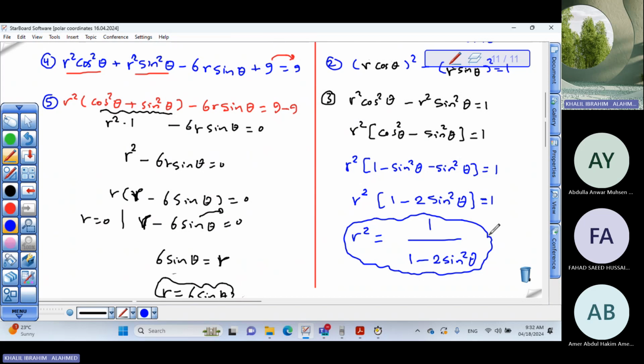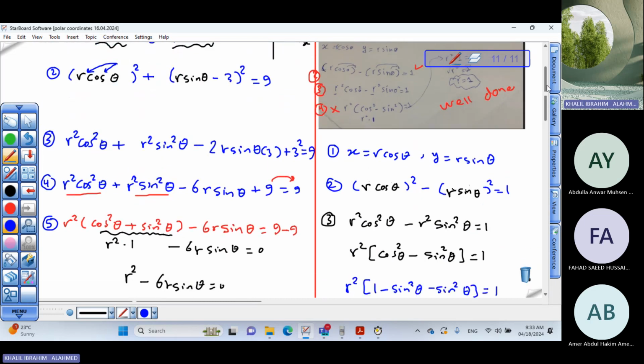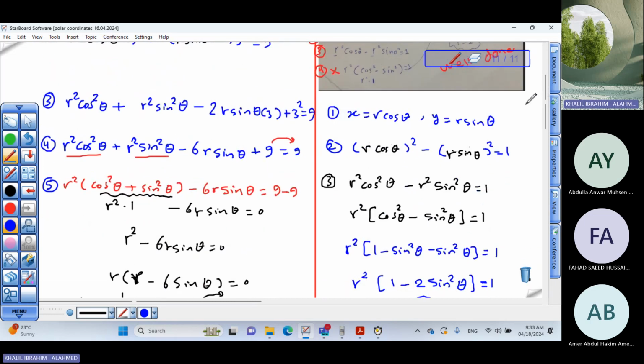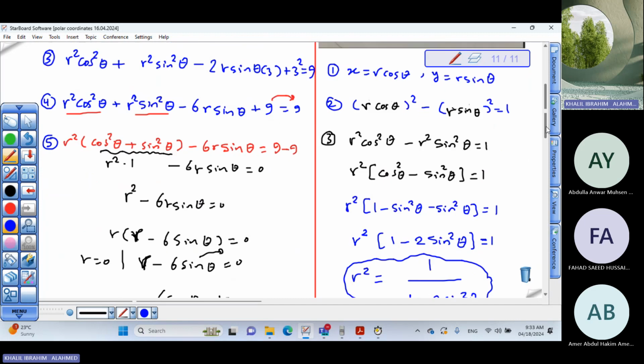Okay. Any question about the lesson today? Did you understand this point, Mr. Abdullah? We cannot say cosine squared theta minus sine squared theta equals 1. No, you should have a plus here. If we have a plus, we can say equals 1. This is the mistake that you made in your solution. Thank you so much.